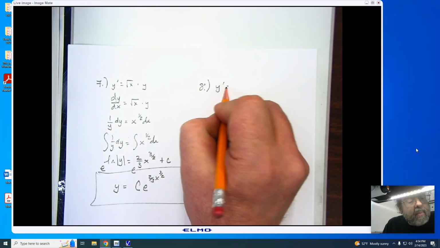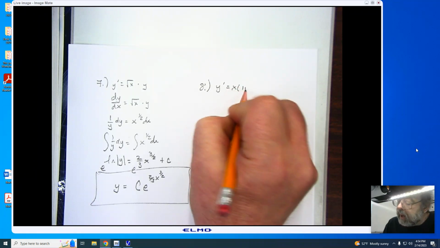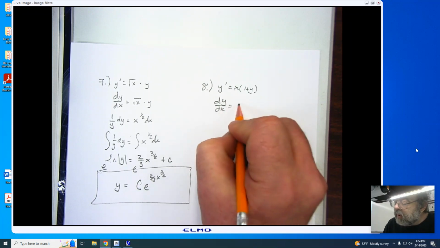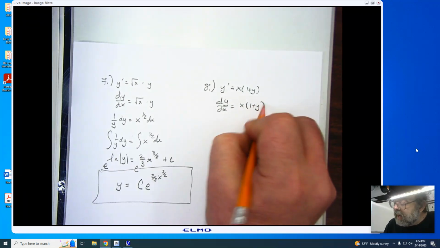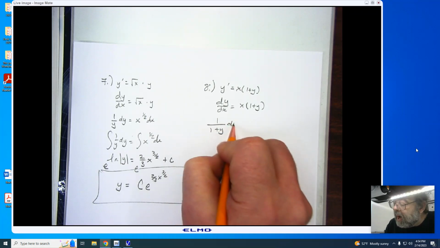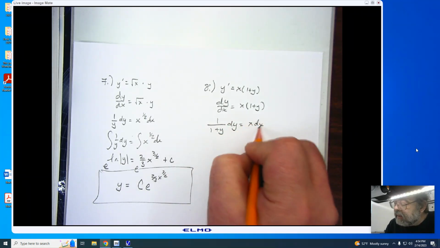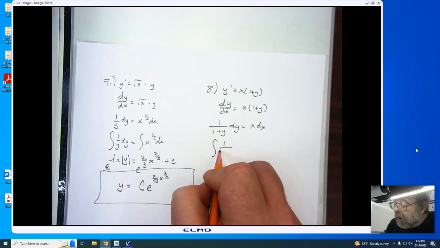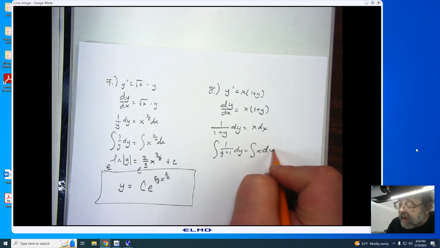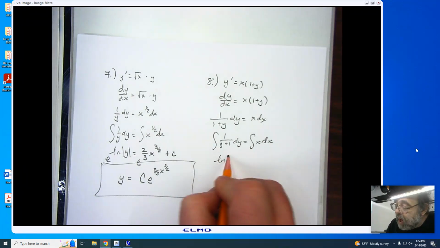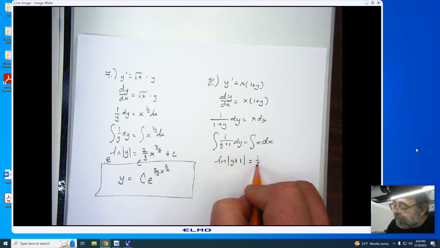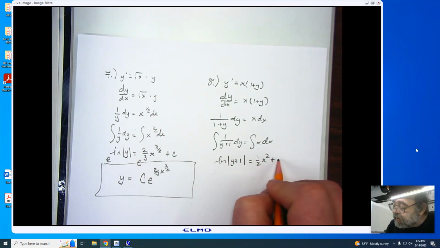Y prime equals x times 1 plus y, so dy/dx is equal to x times 1 plus y. Separating my variables, 1 over 1 plus y dy equals x dx. Integrating 1 over y plus 1 dy equaling the integration of x dx. The natural log absolute value of y plus 1 is equal to 1/2 x squared plus c.